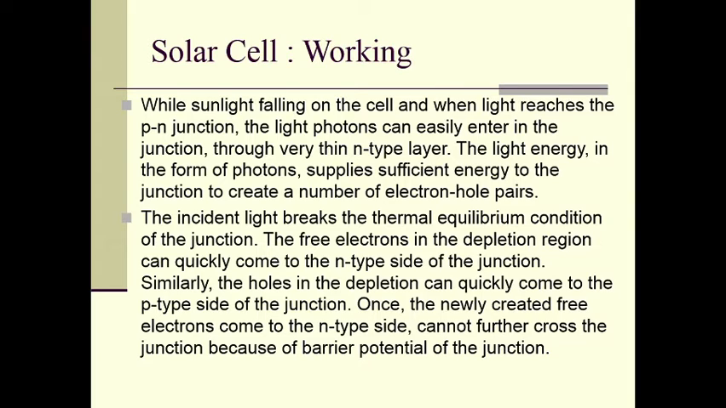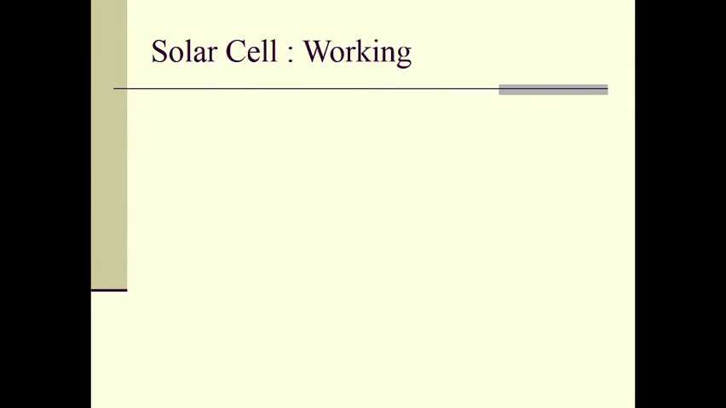Once the newly created free electrons come to the n-type side, they cannot further cross the junction because of the barrier potential of the junction. When the light photon is incident on the n-type material, that absorbed photon will pass to the depletion region where the electron-hole pair will be created, right? So these electrons will be attracted towards the n-type side, and the holes will go to the p side of the junction, right? And a potential barrier will be produced at the junction, and therefore electrons cannot go to the p side directly, right? So these electrons will pass through the outer circuit, right?